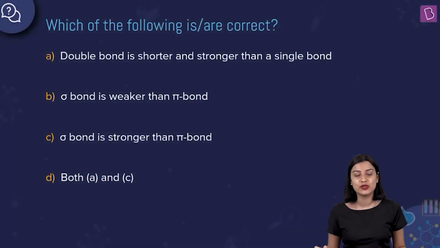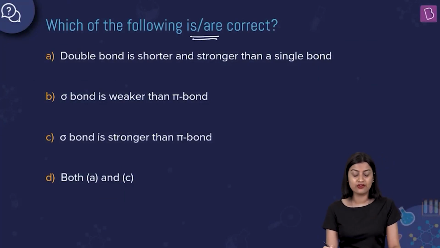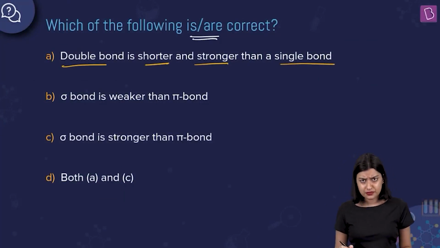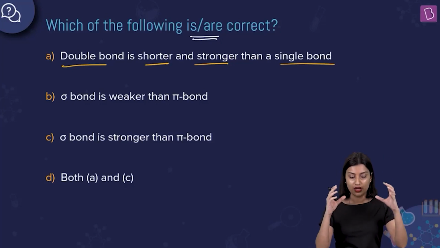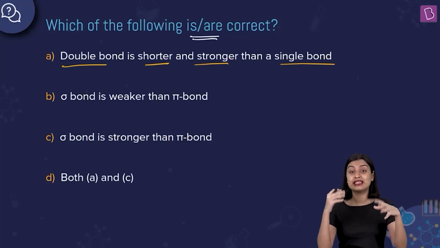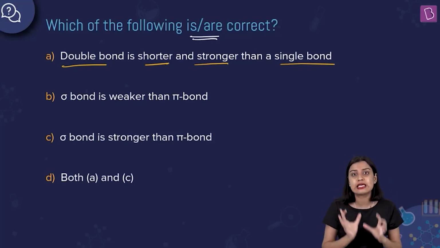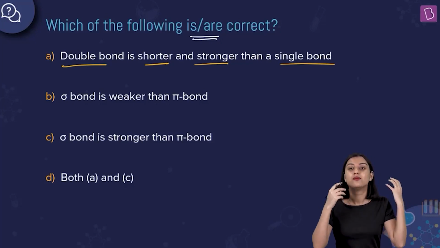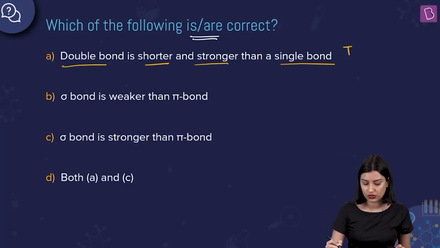Okay, so here they're asking which of the following is or are correct. Right. So what is happening here? You have option A, double bond is shorter and stronger than a single bond. Okay, you know that this is true. A double bond is going to be shorter in length, and the moment you say shorter in length, the two atoms are coming closer and the energy of the system is reduced, so it's a more stable arrangement, which means you need to supply more energy to break it, right? More energy to break it means it's a stronger bond. So yes, this statement is absolutely true.